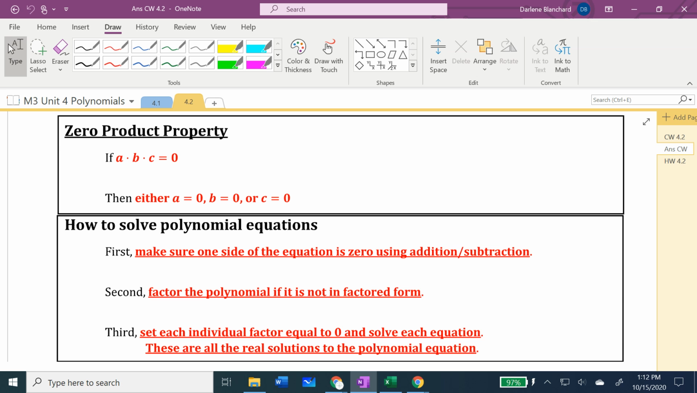The zero product property is the key to this working. If we didn't have the zero product property, we'd be okay because our technology will solve it for us anyway.